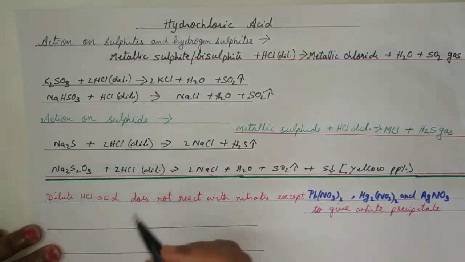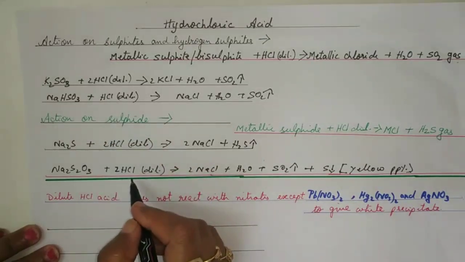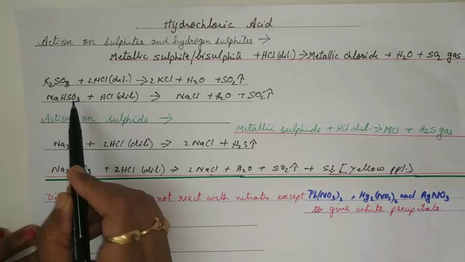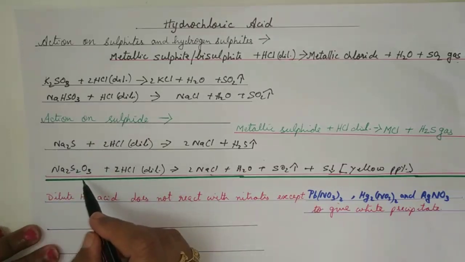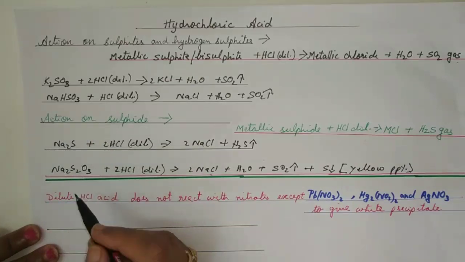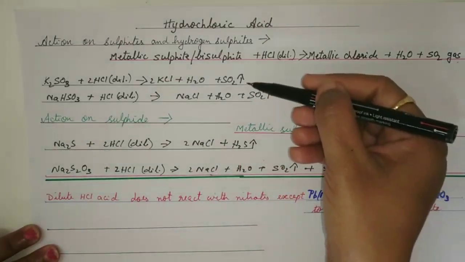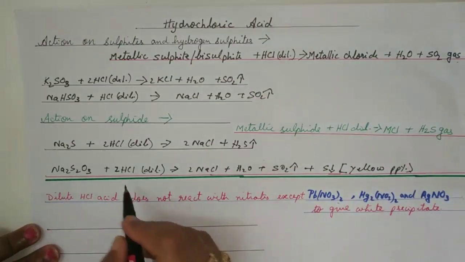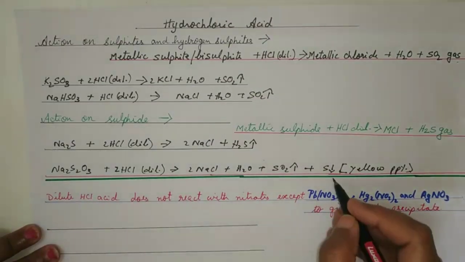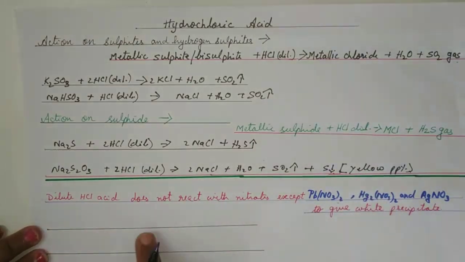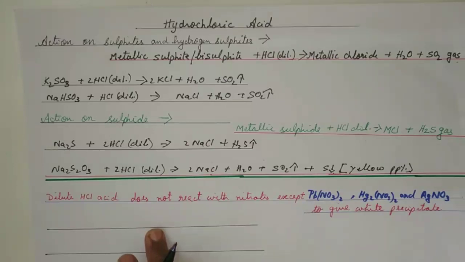So you can take dilute HCl to identify sodium sulfite and sodium thiosulfate. The only difference is that the sulfite reaction will not have a yellow precipitate, whereas with thiosulfate and dilute HCl, you will get a yellow precipitate.